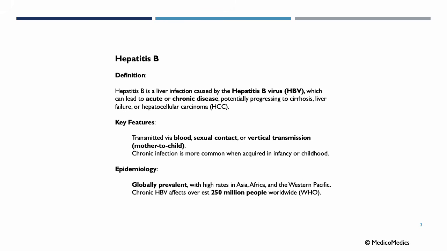Now, hepatitis B is a liver infection caused by the hepatitis B virus, often written out as HBV, which can lead to acute or chronic disease, potentially progressing to cirrhosis, liver failure, or hepatocellular carcinoma. Some key features include that it is transmitted via blood, sexual contact, or vertical transmission, like mother to child.